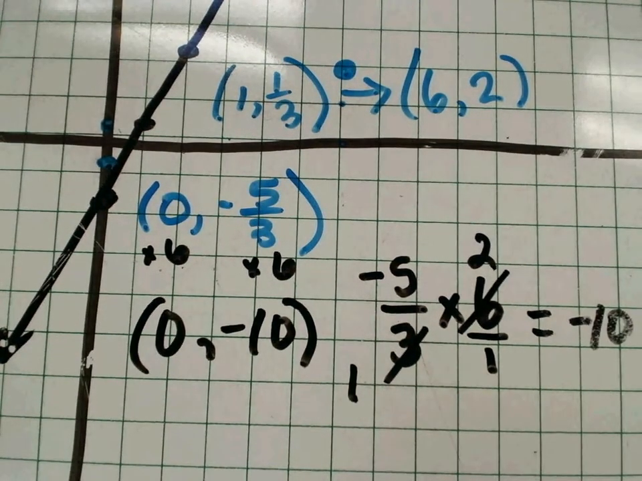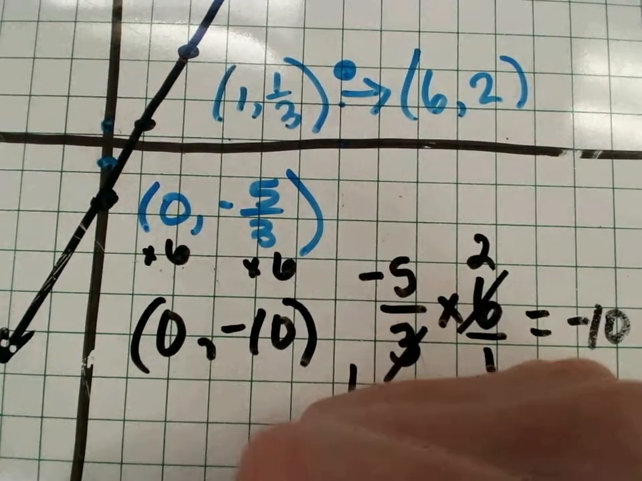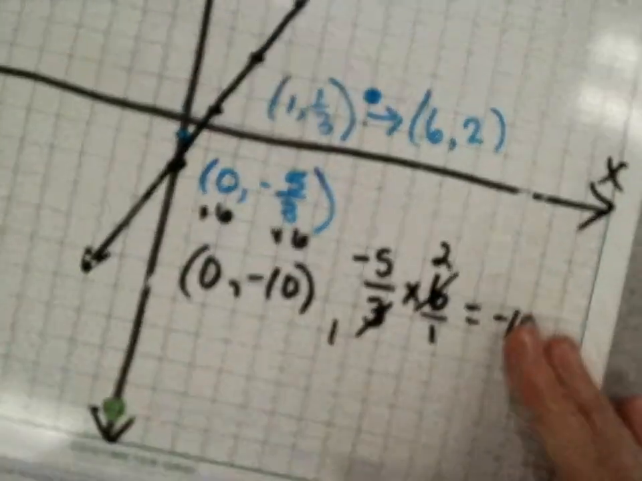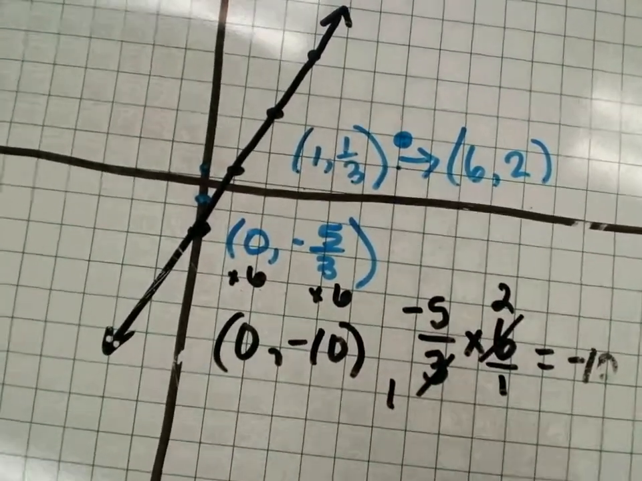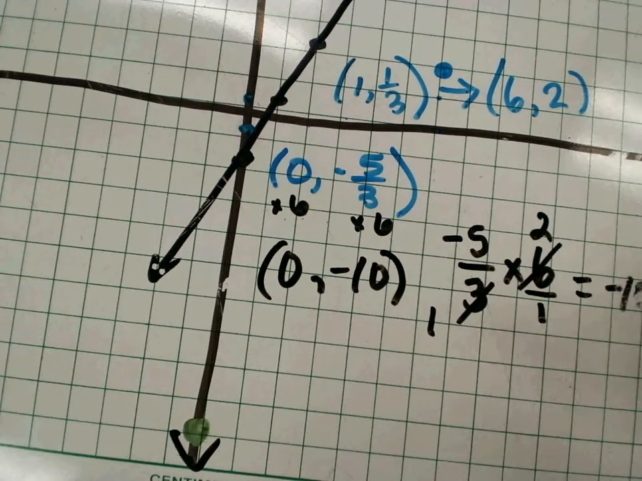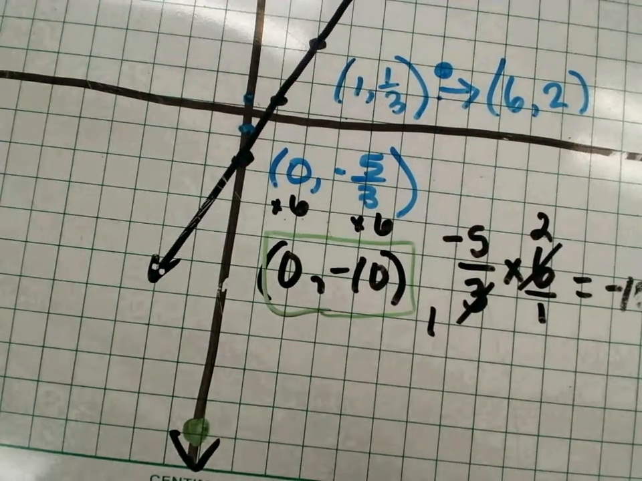Kind of mixing my colors up here, but let's go ahead and use green. Let's just go ahead and count the slope. Stretch this out a little bit. We've figured out our new y-intercept. We just have to figure out what occurs to the slope.